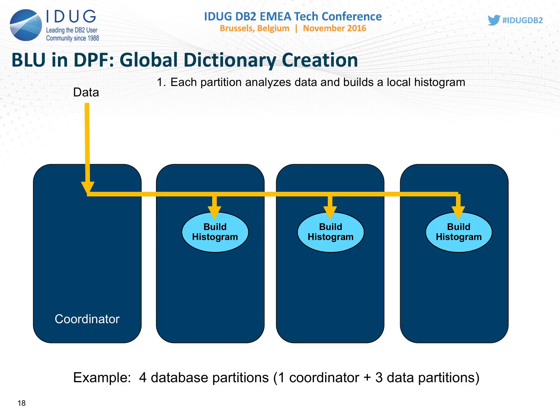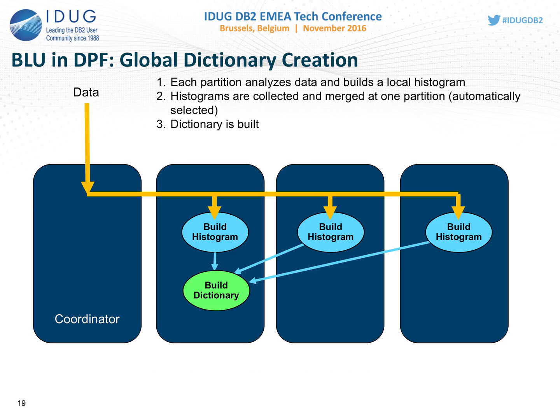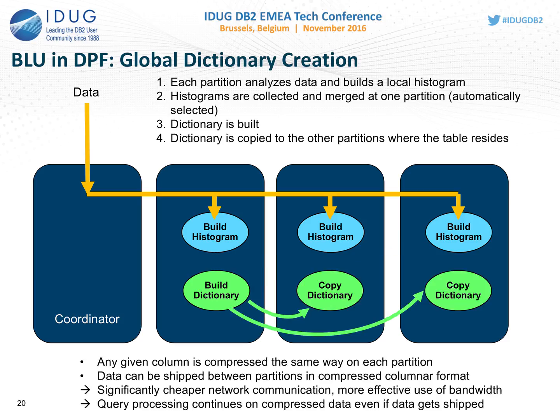And then one partition is automatically selected to collect the histograms from the other partitions, to combine that information, to build the compression dictionaries, one for each column in the table. And then those compression dictionaries are copied out to the other partitions so that every partition has the same dictionaries for that table. So every partition where the table is allocated has the compression dictionaries.